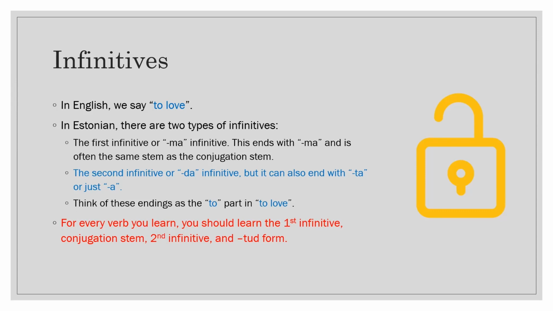Since the second infinitive can end in various ways, it's important that every time you memorize a verb, you memorize the first infinitive and the second infinitive. I also recommend learning the conjugation stem and the to form of the verb. That way you have all your bases covered and you can build any other forms of the verb based off of those forms. For now, if you're speaking in Estonian and you are trying to come up with the second infinitive, I recommend just swapping out the MA for the DA. Oftentimes, you'll be right if you switch out the MA for the DA.